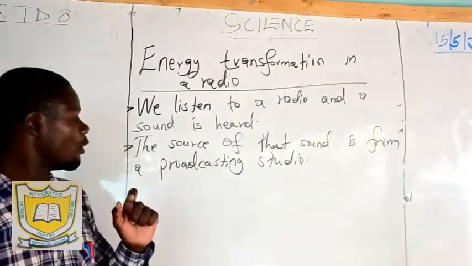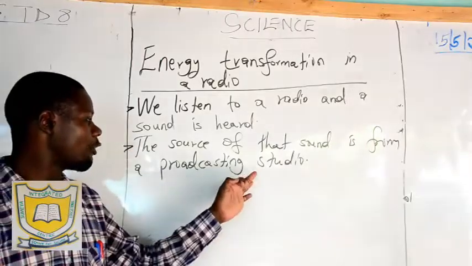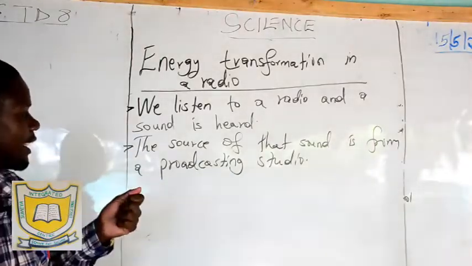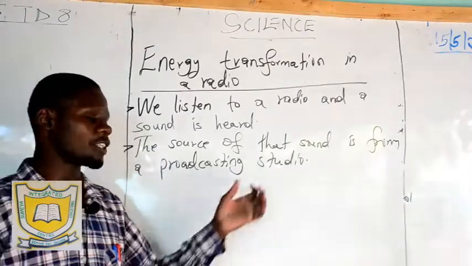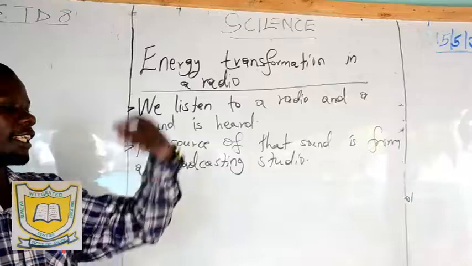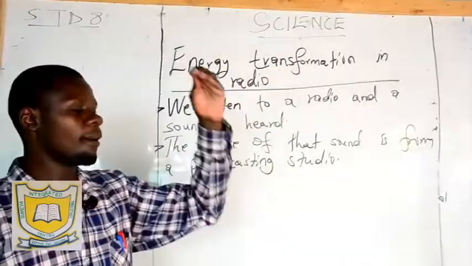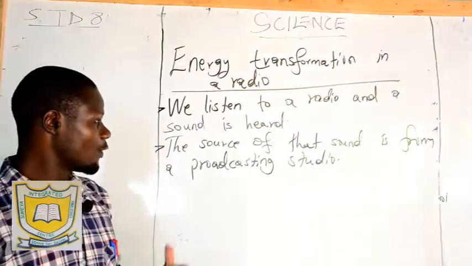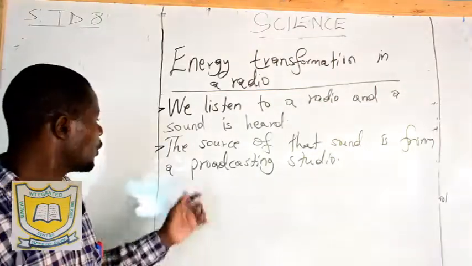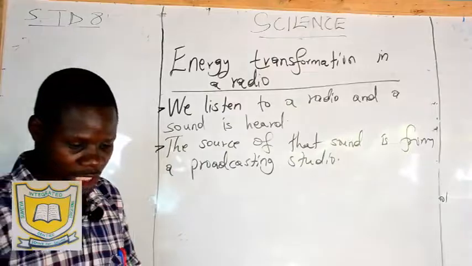There is a signal from the aerial of the radio carrying the information from a broadcasting studio somewhere. It might be in Nairobi, in Garissa, Mombasa, or any place. So after receiving the signal, then we have the circuit. I will show you the transformation of energy as I proceed.